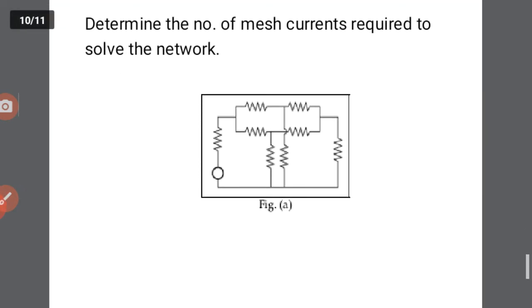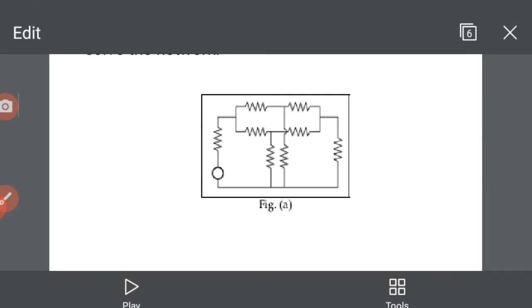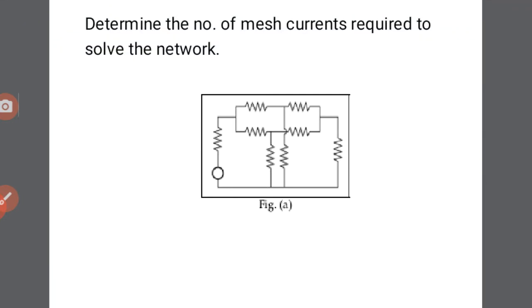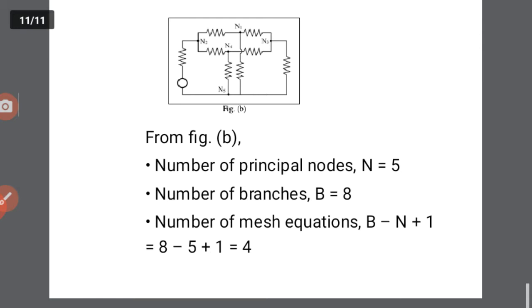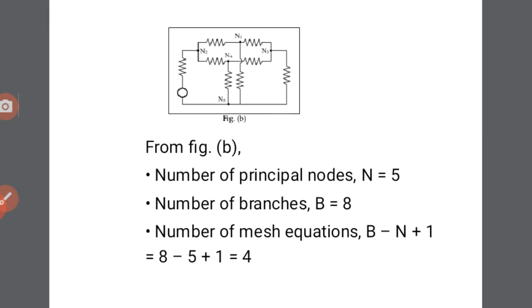Next go for another example. Determine the number of mesh currents required to solve the given network. Again look at this. First find out the number of nodes. Here the nodes are n1, n2, n3, n4, and finally the reference node, that is n5.